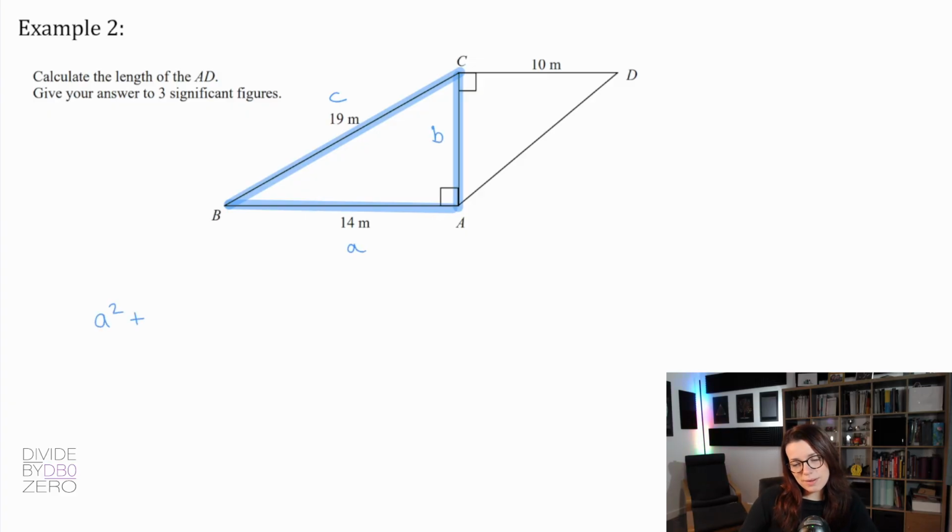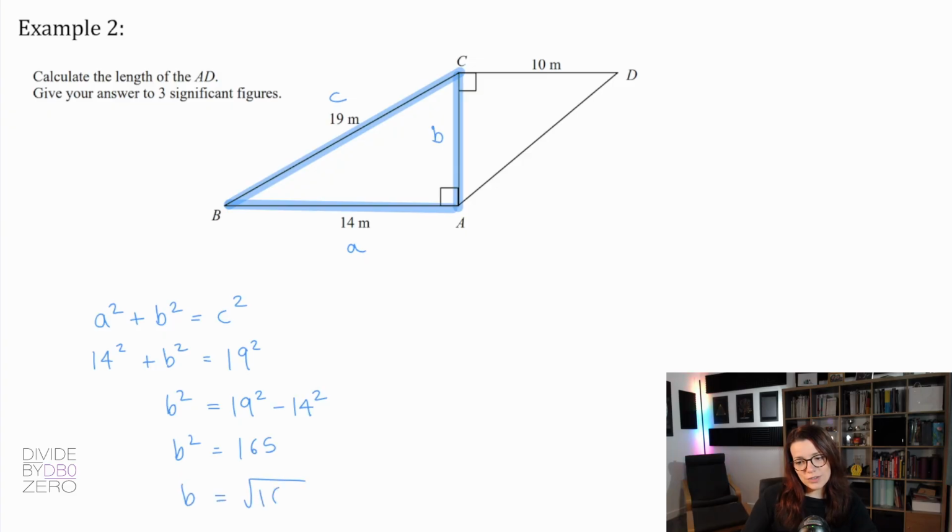Pythagoras says a squared plus b squared equals c squared. And again, I just plug in my numbers. So 14 squared plus b squared, which we don't know in this case, equals 19 squared. This time we want to rearrange for b. So b squared is going to be 19 squared take away 14 squared. In the calculator, that's 165. And therefore b is the square root of 165.